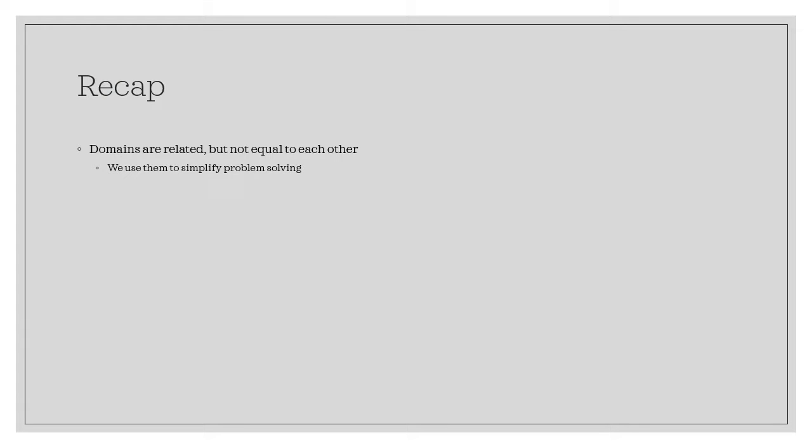So let's do a little recap. Domains are things that are related to each other, but they're not equal, and we can convert from one domain to the other. We can convert from Celsius to Fahrenheit. We can convert between the time domain and the Laplace domain, and they are related to each other, and they give us much the same information, but sometimes it's easier to talk or solve problems in one domain versus another. And we use them to simplify solving our problems.